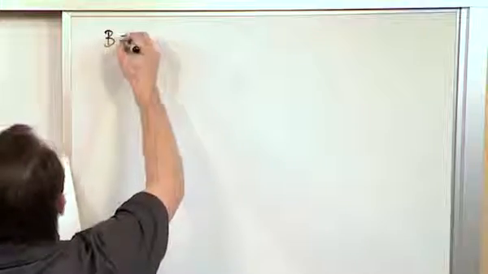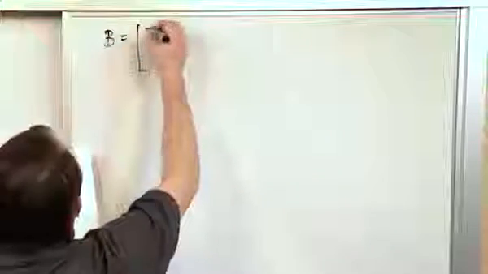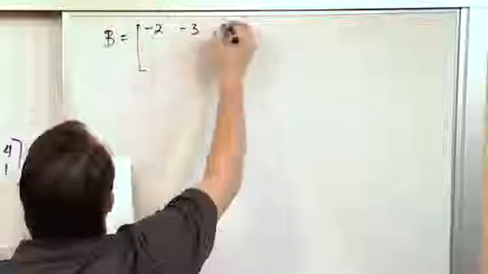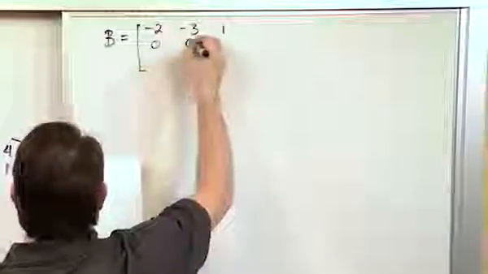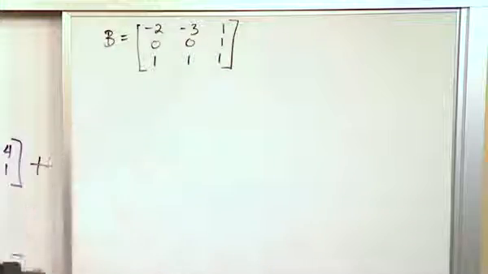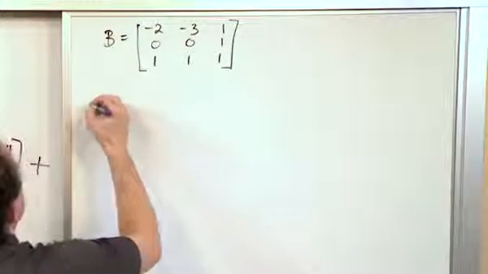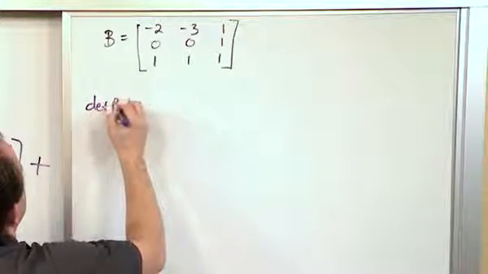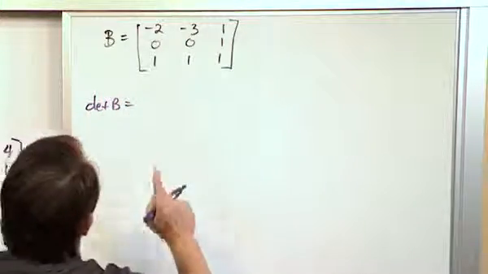What if we're going to find the determinant of this B matrix, and it's negative 2, negative 3, 1, 0, 0, 1, 1, 1, 1. We want to find the determinant of this matrix. All right, so the determinant of B is equal to... It's very simple and it's very bulletproof.